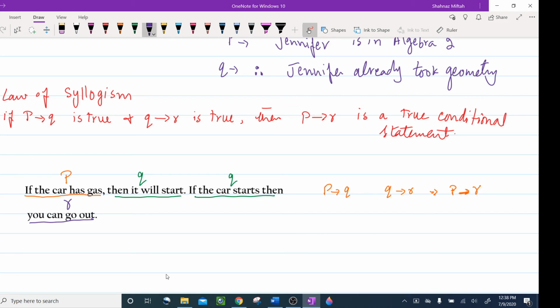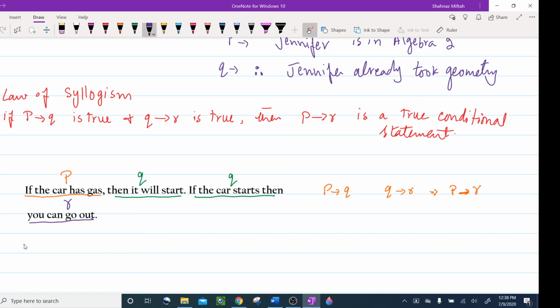So if I say something like this, and this is the statement they are giving me in the question, and they're asking to apply the law of syllogism. I know if the car has gas, then it will start. That's a true conditional statement. But if the car starts, then you can go out. That is also true, right? Both of these conclusions and hypotheses are true, so I can apply my law of syllogism.